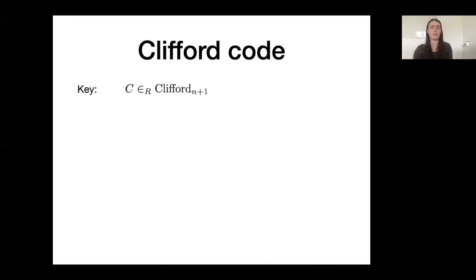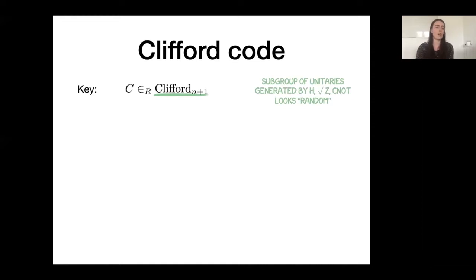The key is a random element C from the Clifford group on n+1 qubits, where n is the security parameter. It's not super important to know the exact definition of the Clifford group for this talk. It's sufficient to know that it's a group of unitaries generated by a few single and 2-qubit gates, and that it looks random in the sense that if you apply a Clifford to a quantum state, it acts as a kind of one-time pad to that state.